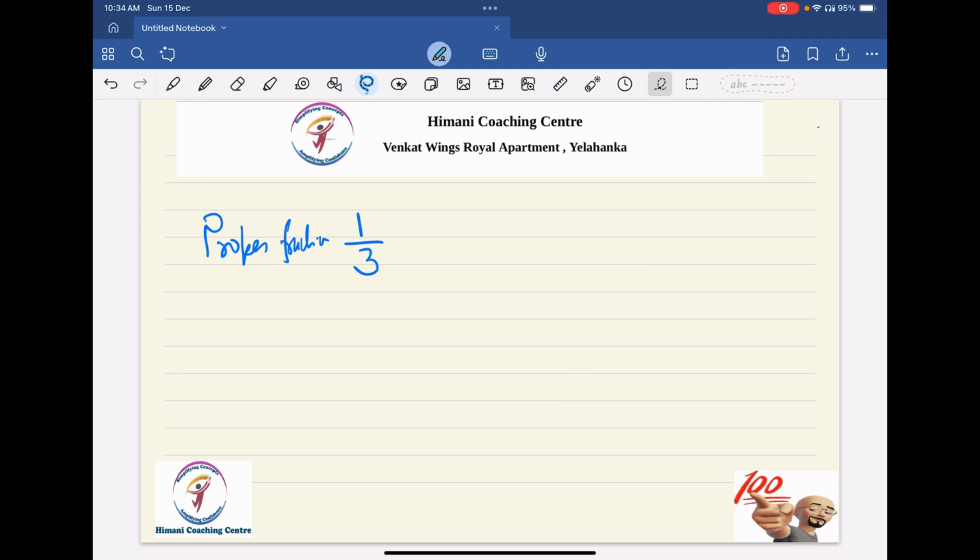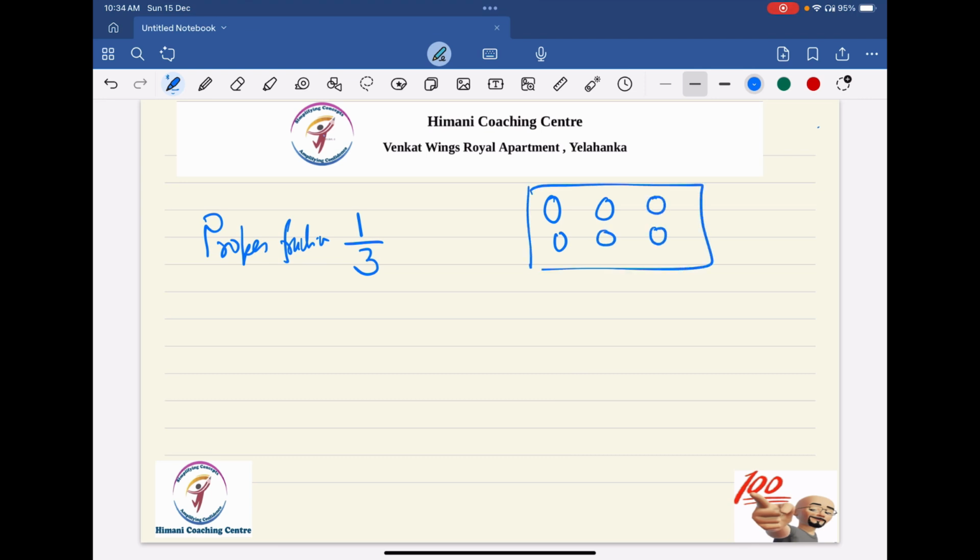What does that mean? So let us do this. If I have, let us say, 6 circles. Okay. So now this 6 circle is one whole. And if I divide these into 3 equal parts, so each part has how many circles now? This is 2 parts, and 2 parts. Okay. And how many total balls are there?